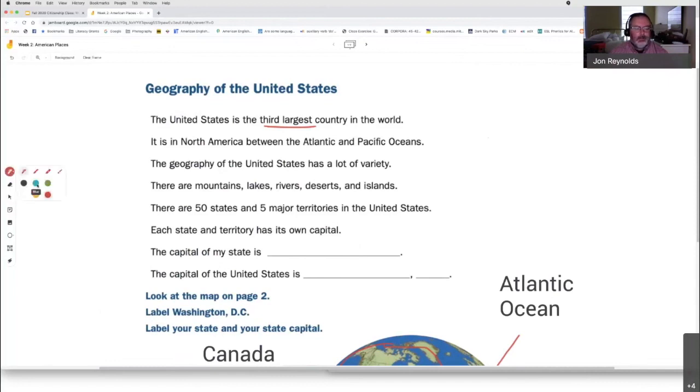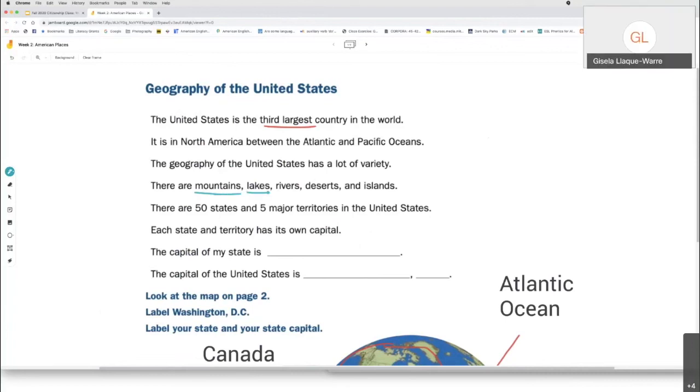So for example, everyone, let's say these words together. Everyone, turn on your microphones. Let's say these words together. Are we ready? Let's say it. Mountains. Lakes. Rivers.